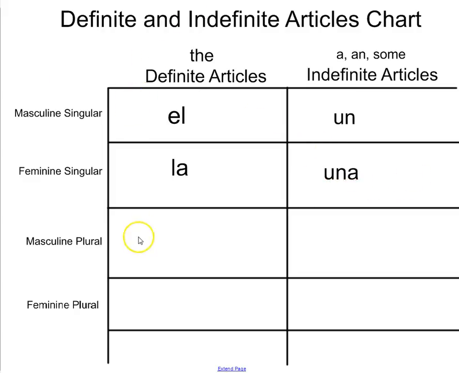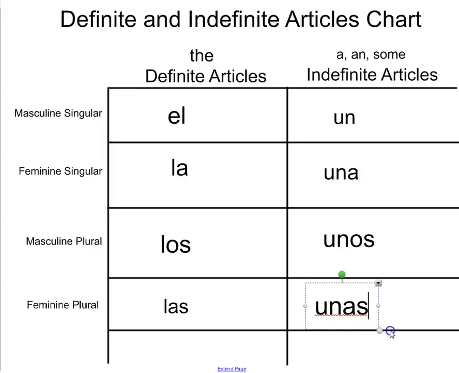How about masculine plural? We have the word los. Again, it just means the. Now, for masculine plural for indefinite articles, we have the word unos, which is the equivalent in English to the word some. For feminine plural, we have the word las. And for feminine indefinite article, we have the word unas. Again, meaning the word some.